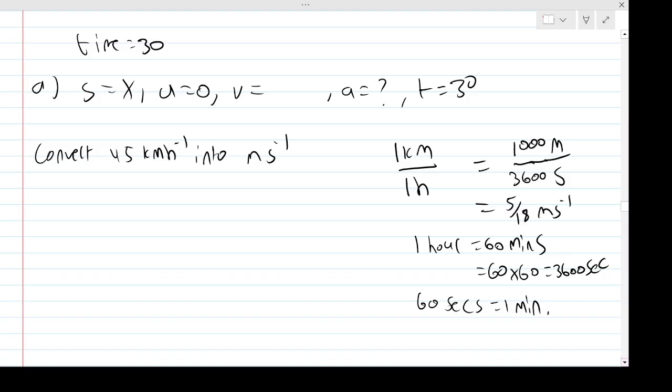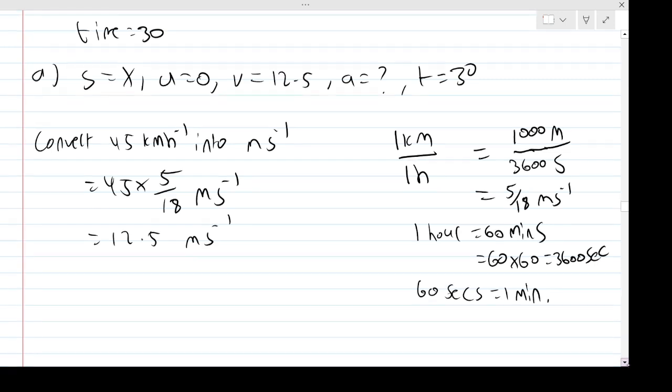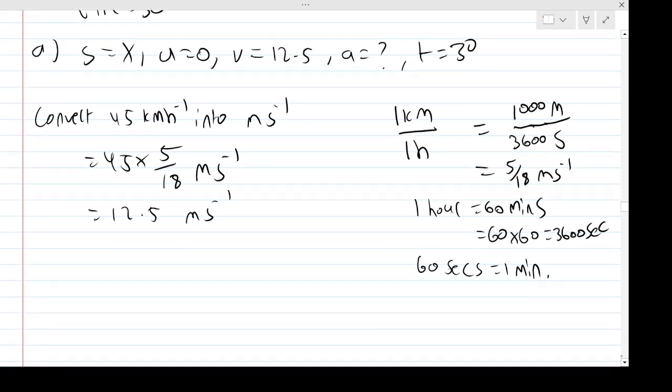So what I can do here to convert 45 lots of kilometres per hour, that's going to be 45 times 5 over 18, which is the conversion factor, and that being then in metres per second. If I just work that out, I get 12.5 metres per second. There we are. So that is the velocity I want to use, 12.5. Okay. Now, again, I don't want the formula with s in, so I want to find a.